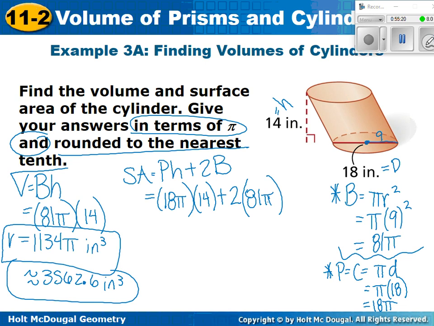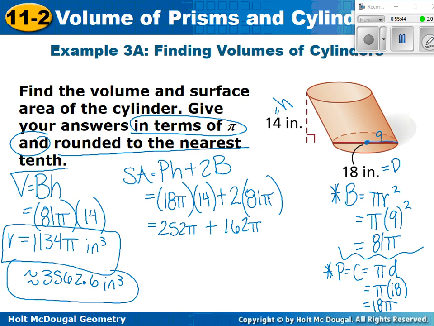Now, go ahead and multiply the things that you have out front that you can multiply. So what's 18 times 14? What is it? 252 pi. Don't forget your pi. Plus, what's 2 times 81? 162 pi. And notice they both have a pi.